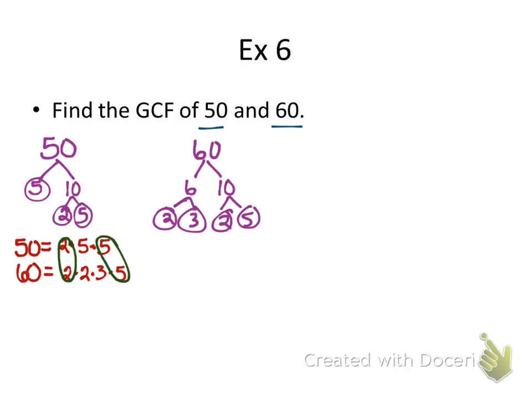So now I'm going to drop down. I'm going to write greatest common factor. And I'm going to list the factors that they share. So they share a factor of 2 and a factor of 5. And what do I do with these two numbers now according to step 3, Amaya? The two common factors. Multiply them together. So 2 times 5 is? So the greatest common factor of 50 and 60 is 10.